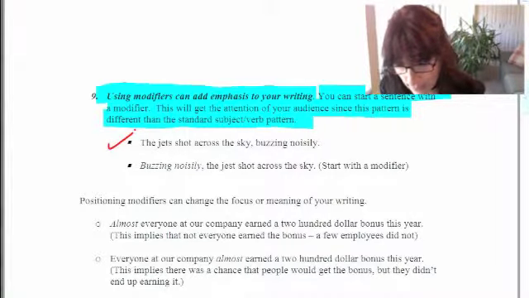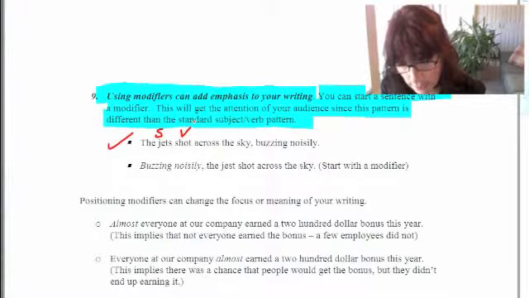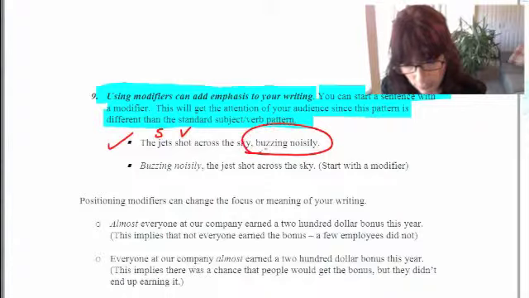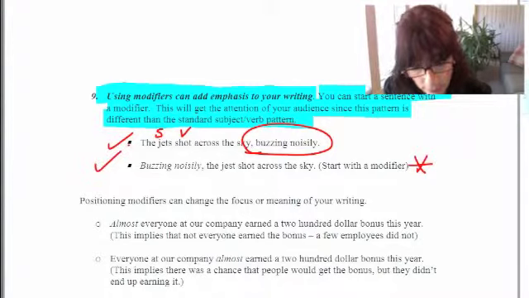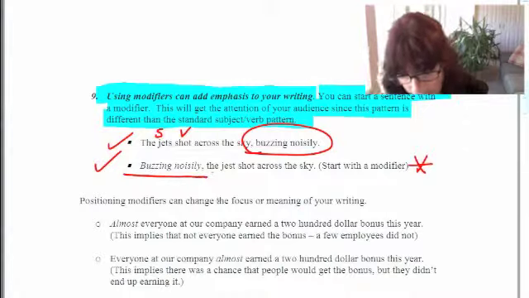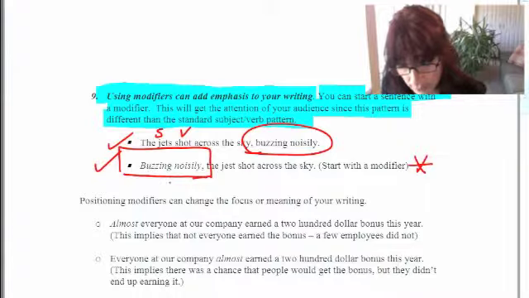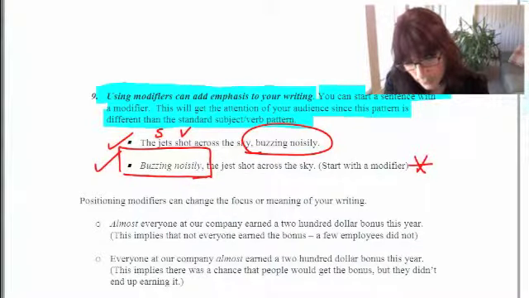So if you look at this example here, the jets shot across the sky, buzzing noisily. So here's your subject, the jets, there's your verb, what are they doing? They're shooting across the sky, but you're adding your modifier at the end. So it's a little bit more of a standard order, but take a look at this one. The second sentence, you're starting with the modifier to change up your writing. Buzzing noisily, the jet shot across the sky. So by starting with this modifier, buzzing noisily, you're creating a different mood in your sentence, and it's quite effective.